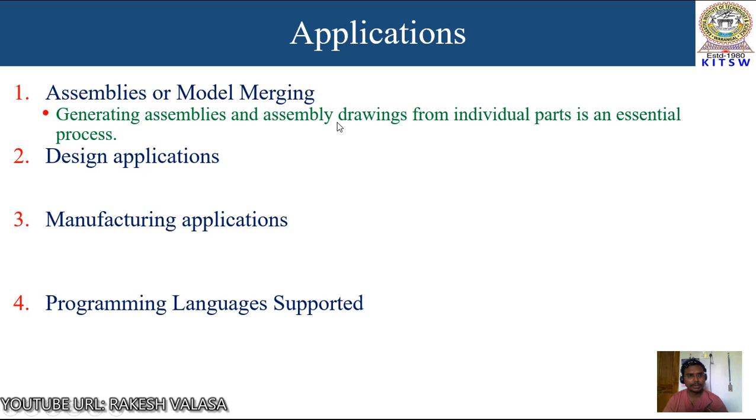Here, assemblies means generating assemblies and assembly drawings from individual parts is an essential process. You can take any modeling software, for example, like CATIA or Creo. We can generate assemblies and after completion of part modeling, we can do the assembly. For example, you can take universal coupling. Here it consists of 4 to 5 components like fork, pin and collar, center block.